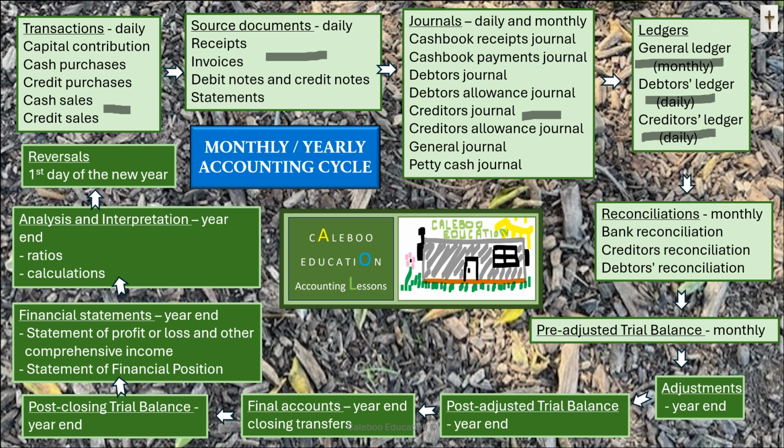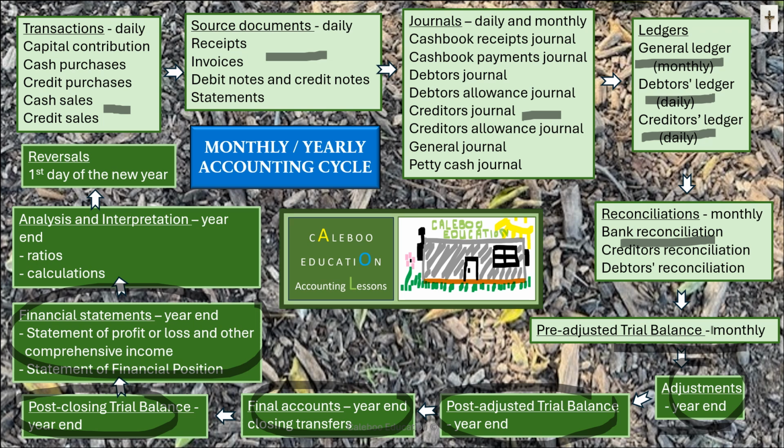At the end of the month, reconciliations are done, and after the reconciliations have been done, a trial balance is drawn up. Now the bookkeeper is responsible for recording all this information up until trial balance. Now this happens every single month, and at the end of the financial year, in these dark green blocks, this is what takes place.